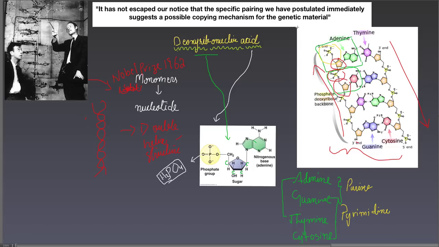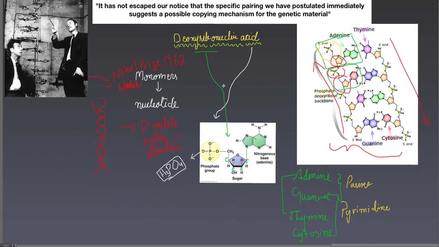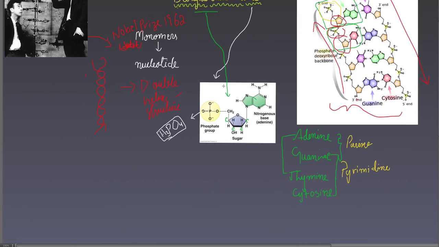So what do they mean by that? It means that when they gave this structure, they eventually came up with an idea. The way they gave the structure of the DNA also helped them suggest a possible copying mechanism for the genetic material. This helps create a concept in our minds: how does this DNA generate? Obviously by observing it. So what's the mechanism of the DNA, how does it replicate itself?